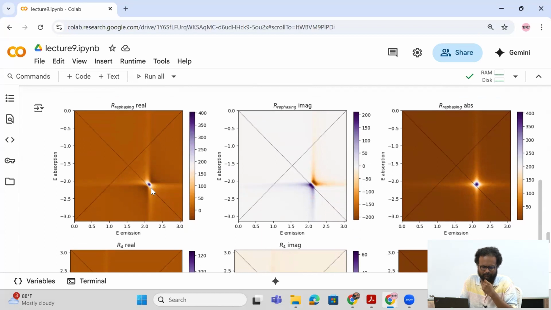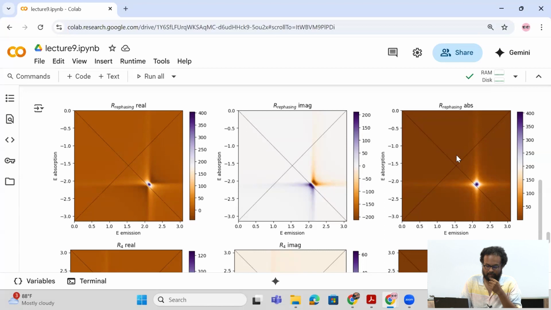It's not real. This is the real part, imaginary part, and the absolute value kind of looks similar to what we have seen yesterday using analytical functions, right? But this is not solved using analytical formalism. It is solved by taking a Hamiltonian, using QuTiP to solve your equation of motion, and then estimating a response function. You're getting what you want.